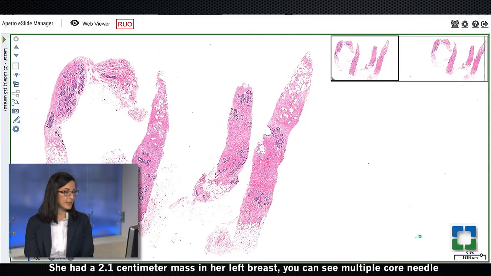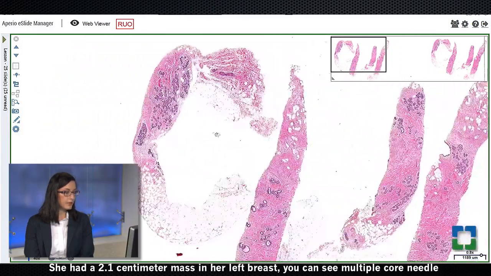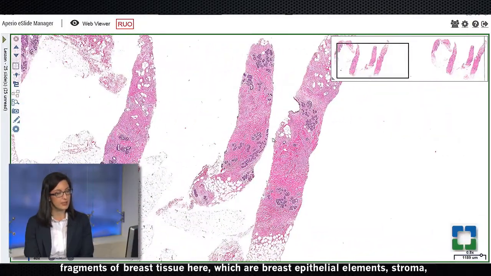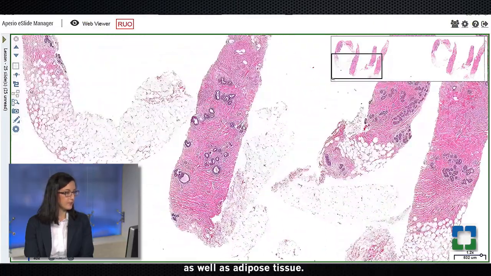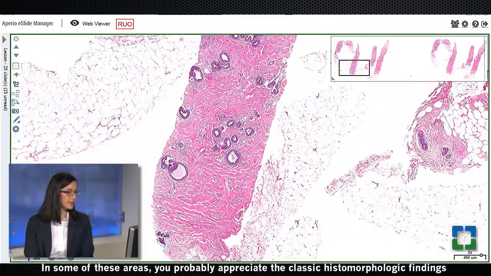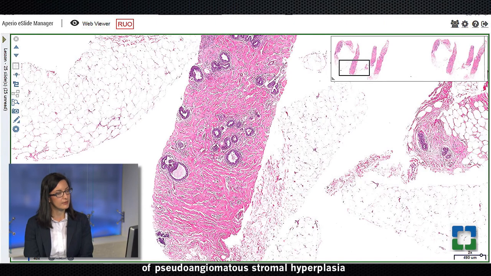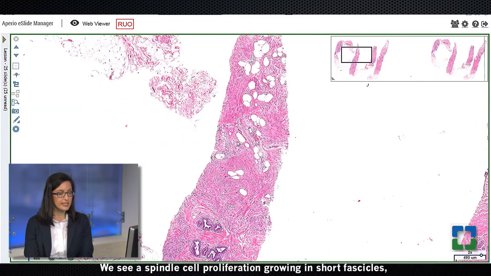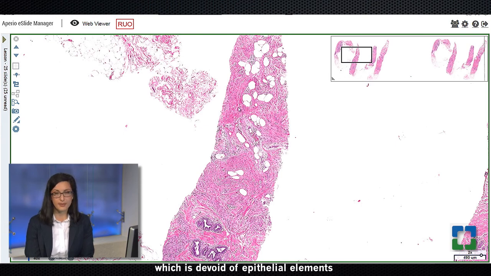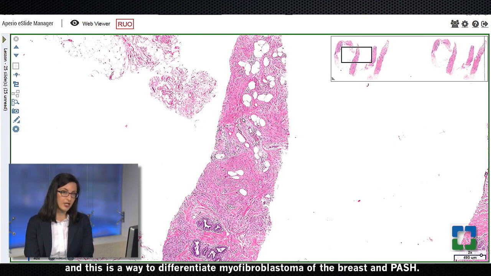She had a 2.1 centimeter mass in her left breast. You can see multiple core needle fragments of breast tissue here, which are breast epithelial elements, stroma, as well as adipose tissue. In some of these areas, you probably appreciate the classic histomorphologic findings of pseudo-angiomatous stromal hyperplasia, and please note the presence of epithelial elements. In other areas of this core needle biopsy, we see different findings. We see a spindle cell proliferation growing in short fascicles, which is devoid of epithelial elements. And this is a way to differentiate myofibroblastoma of the breast and PASH.